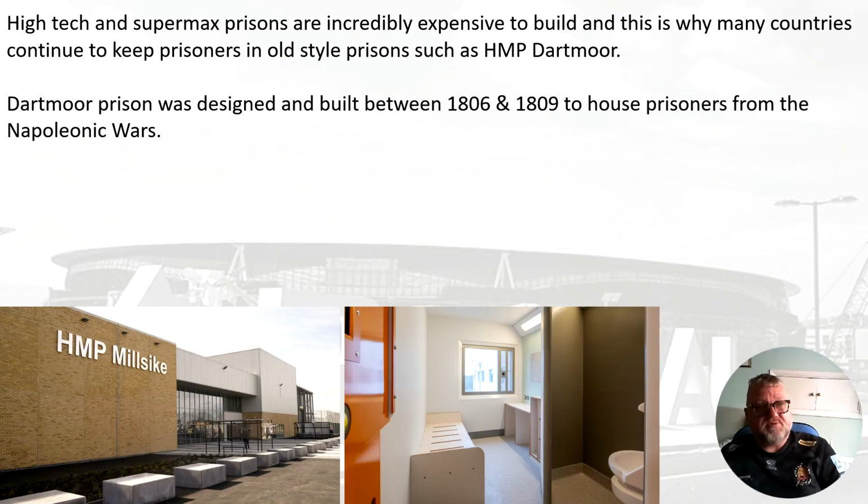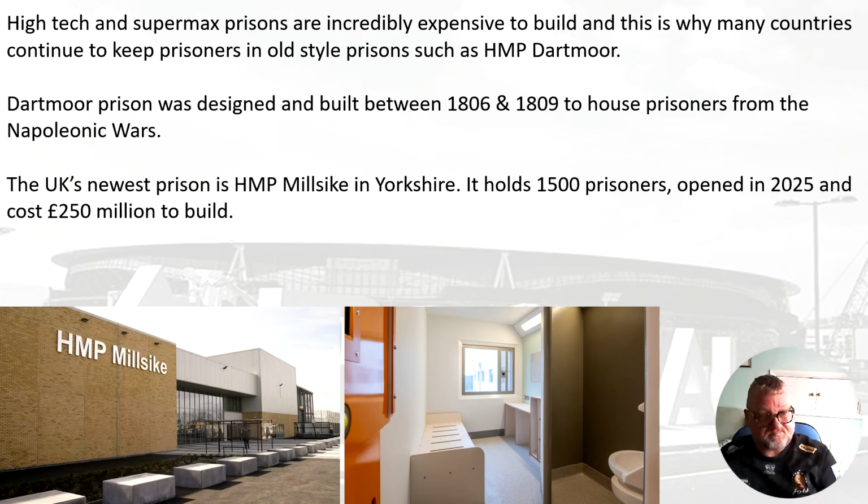But Dartmoor Prison was designed and built between 1806 and 1809, and it was designed to house prisoners of war from the Napoleonic Wars, so Waterloo and Trafalgar. That's what it was designed for. It wasn't designed for our modern prison system.